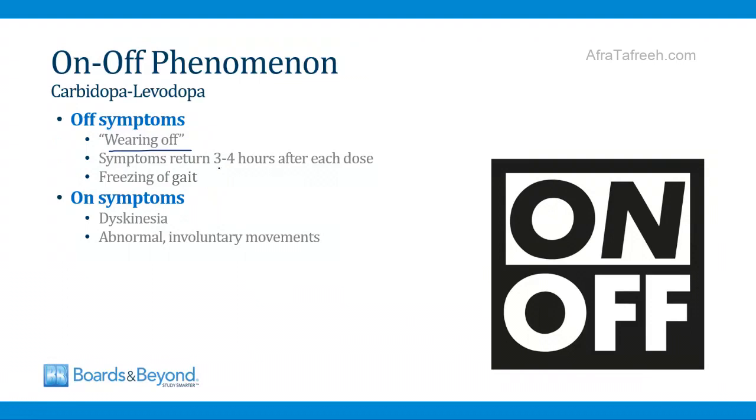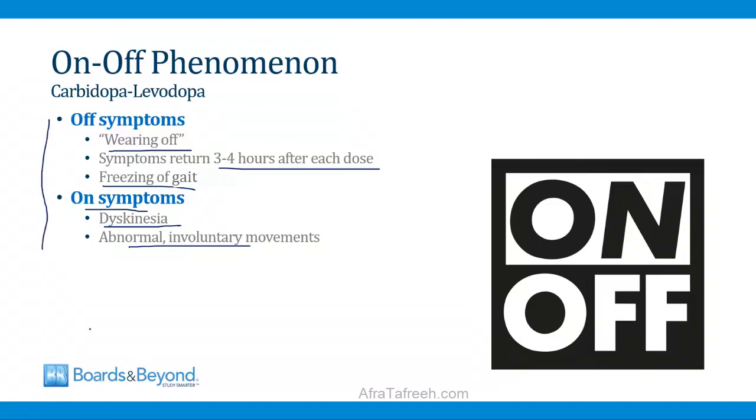These usually return 3 to 4 hours after each dose. Patients will start to have their gait freeze and will have other bradykinesia type symptoms that come back after every dose a few hours later. The on symptoms can occur shortly after the patient takes the drug. These are movement symptoms called dyskinesia. They are abnormal involuntary movements that are a response to the dopamine surge that comes from taking levodopa. So this is the on-off phenomenon, and this will happen after patients take carbidopa-levodopa for a long period of time.